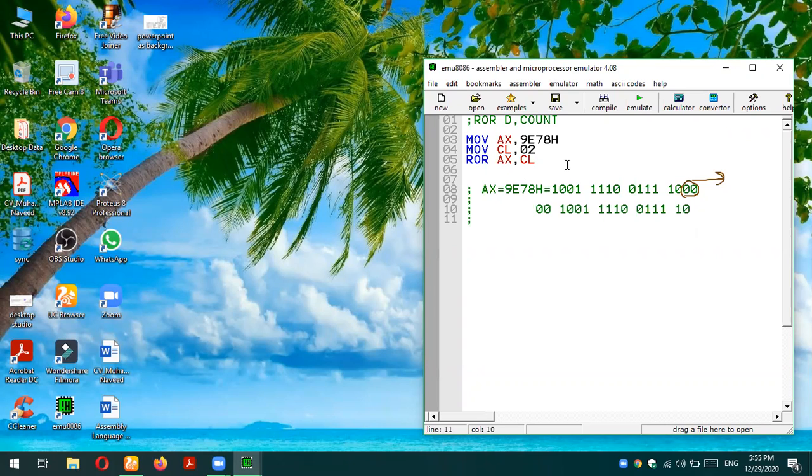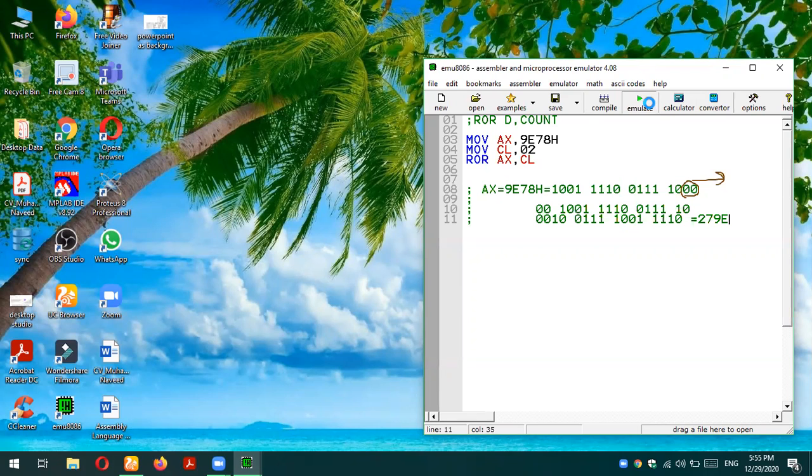If we convert them into groups of 4 bits: 0010, then 0111, 1001, 1110. Converting, it becomes 2; 0111 means 7; 1001 means 9; and 1110 means E. So this is the result we expect in the AX register after running this code.